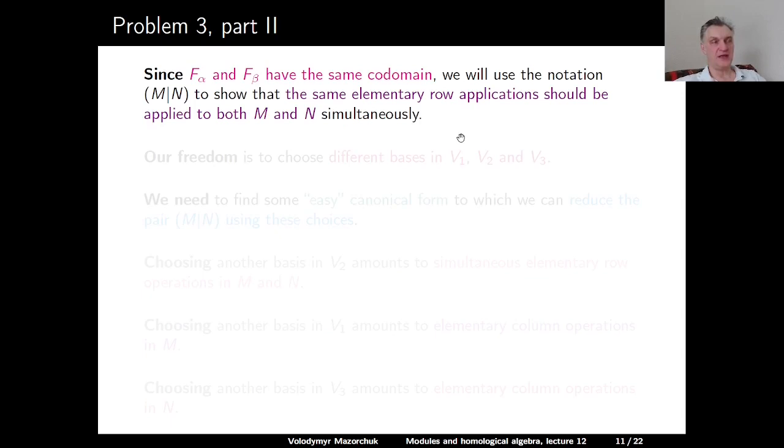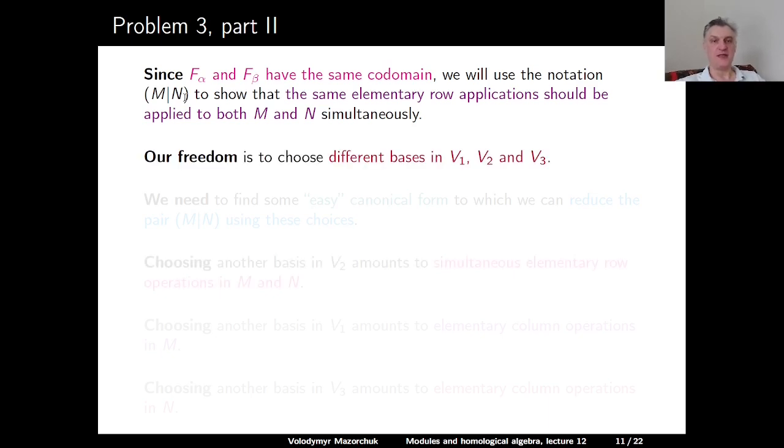Since f alpha and f beta are linear operators with the same codomain V2, the matrices M and N have the same number of rows, so they correspond to the codomain of the linear operator. And if we rechoose bases in V2, we should do the same row operations to M and N simultaneously. So we will write these two matrices next to each other, M, then vertical line, and then N. And in this way, we see that they will have the same rows and then different columns. They have different domains, but the same codomain.